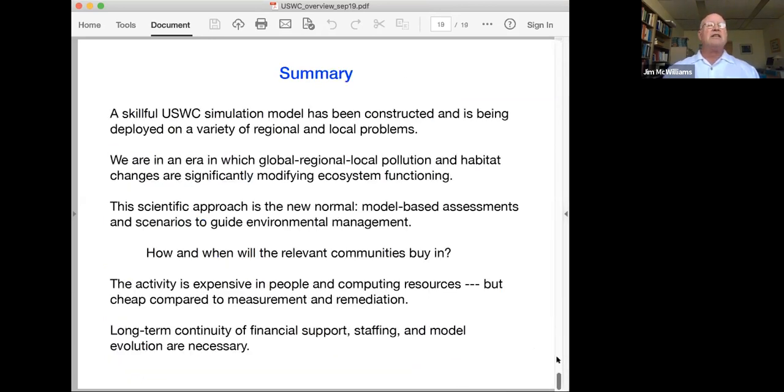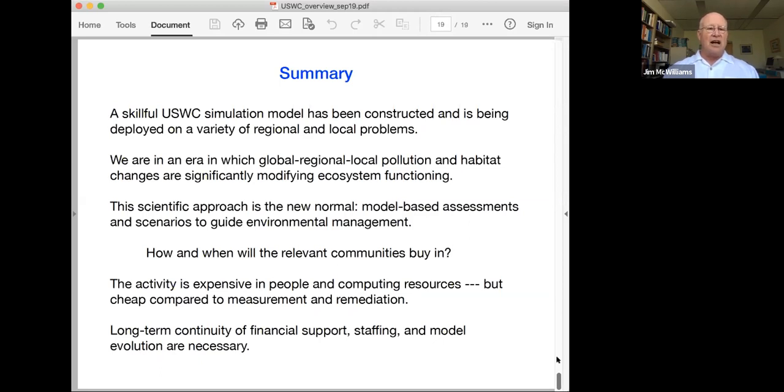So just to summarize, a skillful US West Coast simulation model has been constructed, is being deployed on a variety of regional and local problems. We're moving into an era, and this project I think is an illustration, in which not only are the global changes and their local impacts very large signals that we need to explore, but the scientific approach of this kind of regional downscale modeling is, I think, an essential part of the discovery and discussion context, model-based assessments and scenarios to guide environmental management.